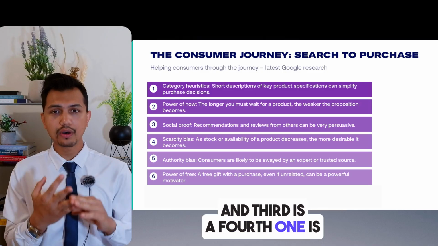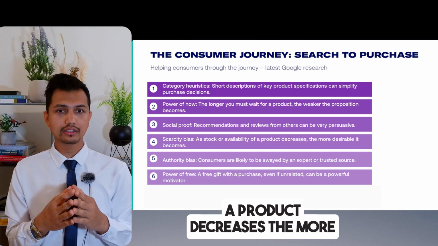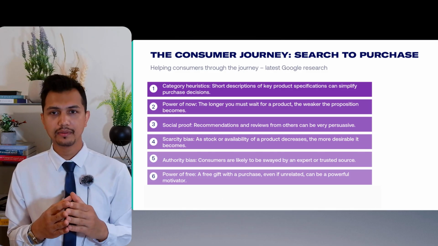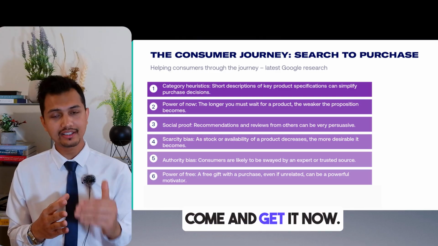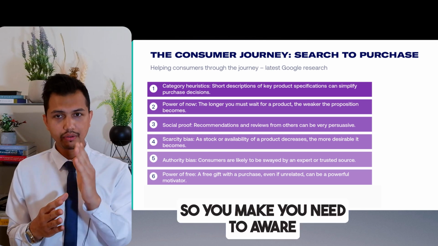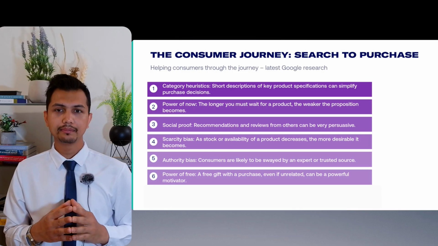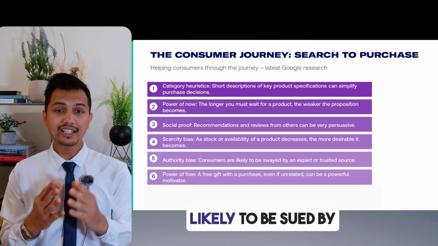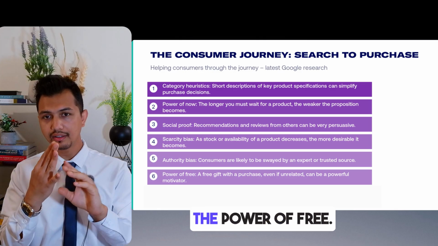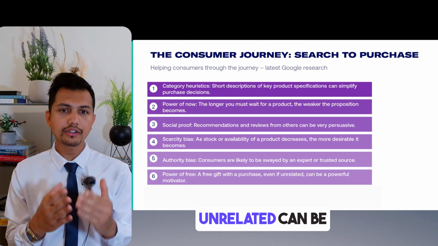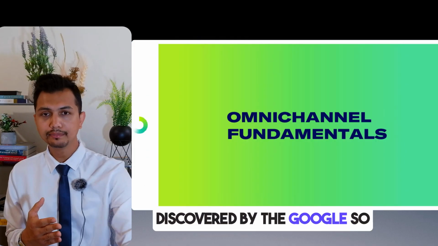And the fourth one is scarcity bias. As the stock or availability of a product decreases, the more desirable it becomes. When the product is running out, you should come and get it now. So you need to make your customers aware that there is a scarcity of products. And the fifth one is authority bias. Consumers are likely to be swayed by an expert or trusted source. And the sixth one is the power of free. A free gift with a purchase, even if unrelated, can be a powerful motivator. These are the points discovered by Google.